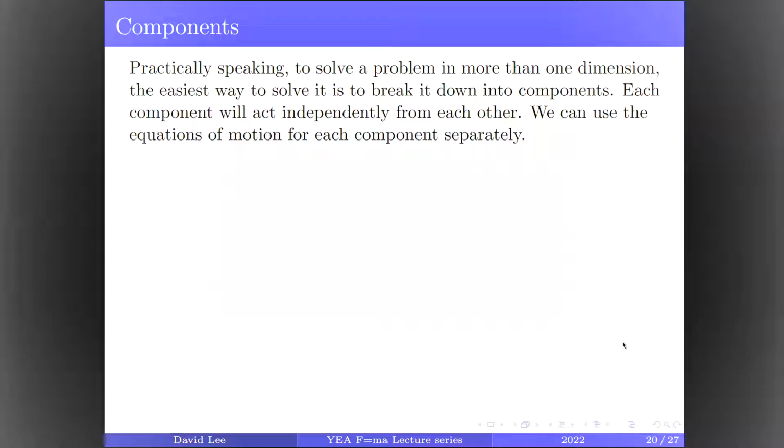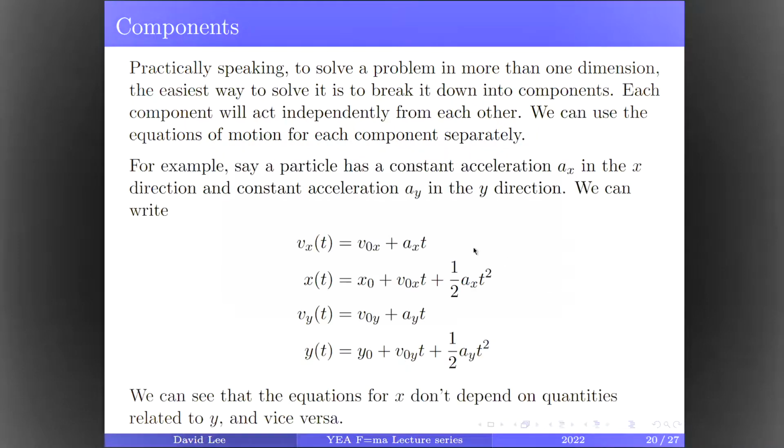Practically speaking, the easiest way to solve a problem is not doing algebra with vectors. It's just considering each component of the vector separately. So we want to first break down all the vectors into their components, and each dimension will act independently from the rest of the dimensions. So we can use the equations of motion for each component separately.